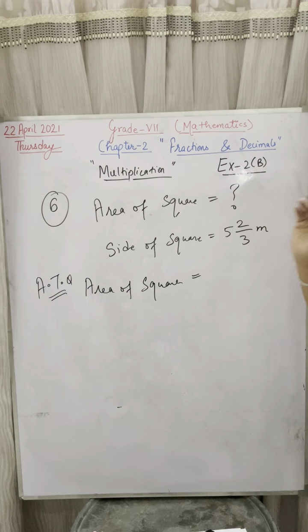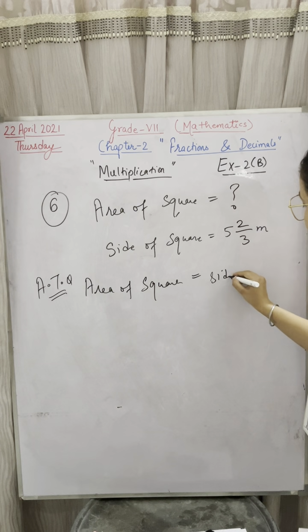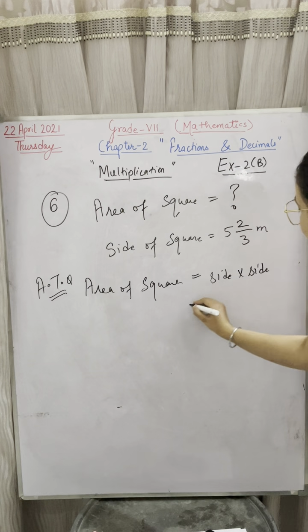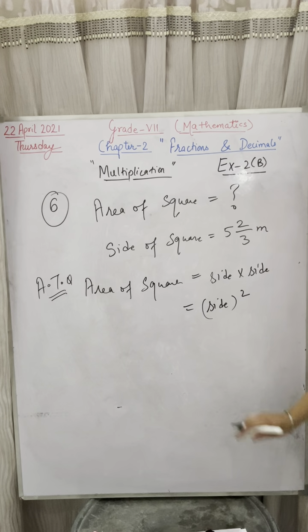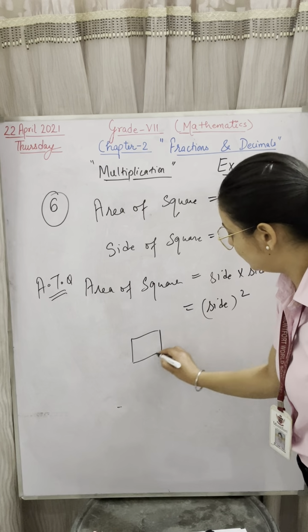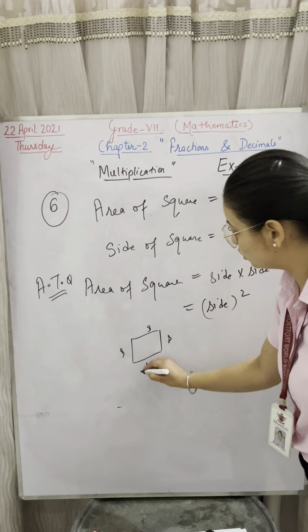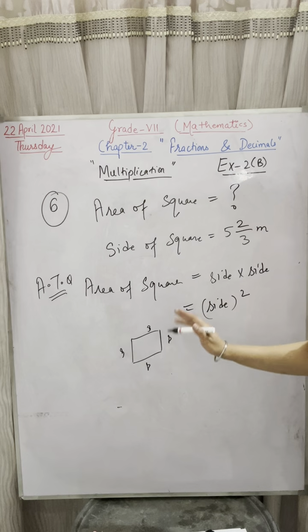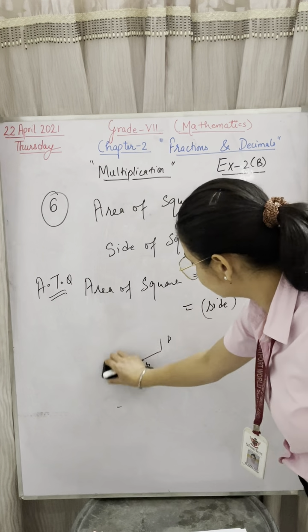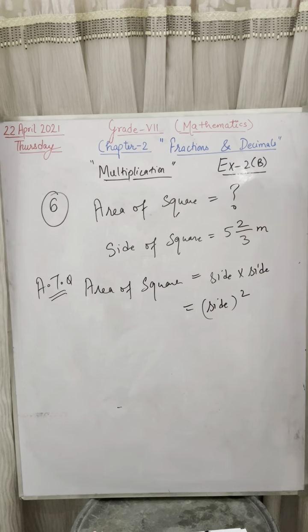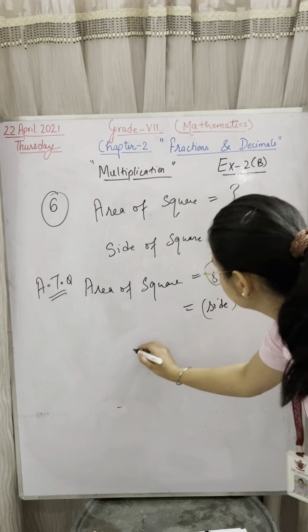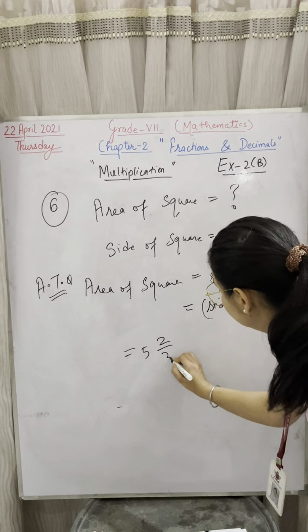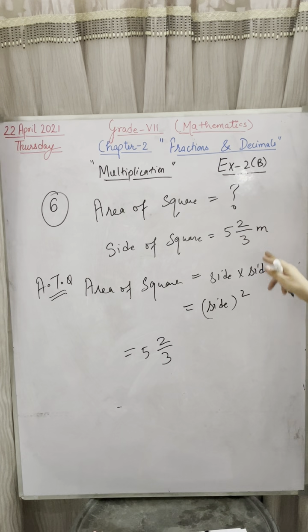Very good. Okay, so area of square will be side multiplied by side, or you can write side square. Because a square is having all sides equal. So area of square is side multiplied by side. Some are saying length into breadth. It is not rectangle. Length into breadth will come in rectangle. Okay, so now what is the side of square? That is equal to 5 2 by 3. So you have to multiply 5 2 by 3 two times.